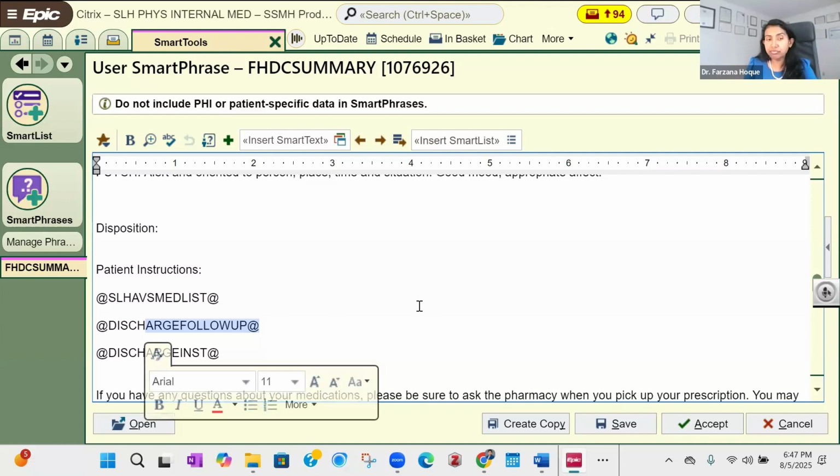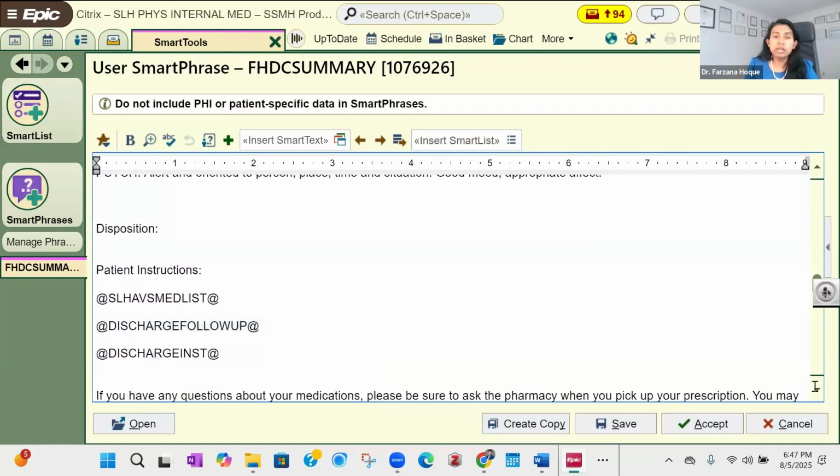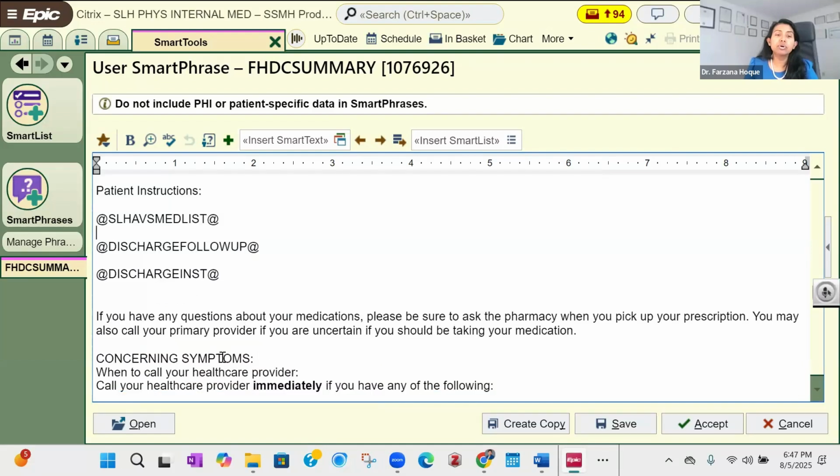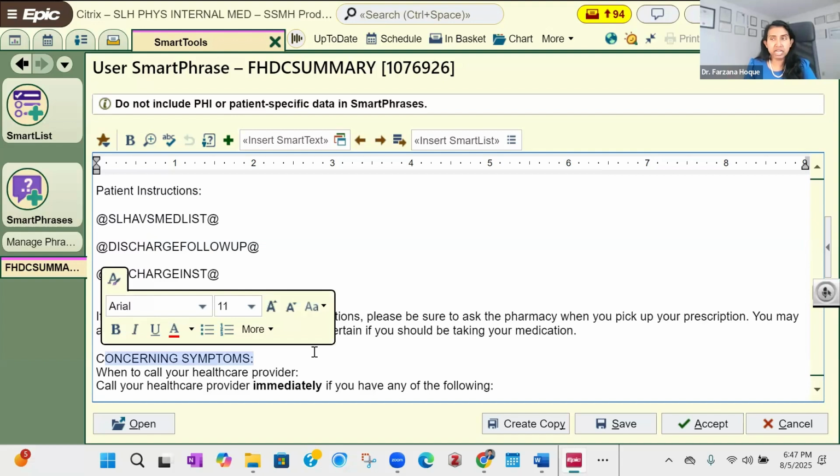So you are mentioning discharge follow-up, discharge instruction, and then what are the warning signs? For example, how will the patients know what the concerning symptoms are? If you are discharging a patient with heart failure, how will they know that they are now in acute exacerbation of heart failure? So you need to include those warning signs. What are the weight changes they need to know?